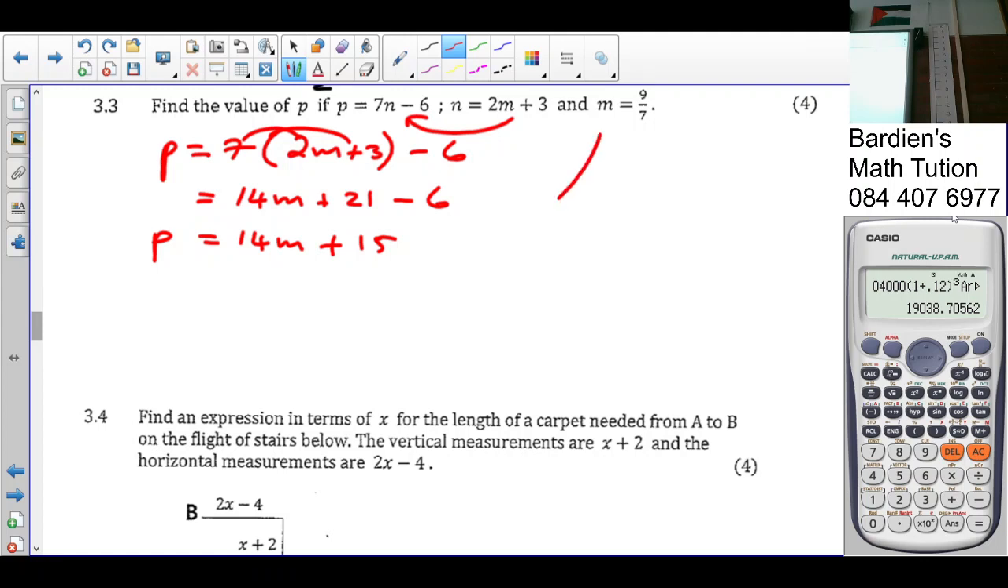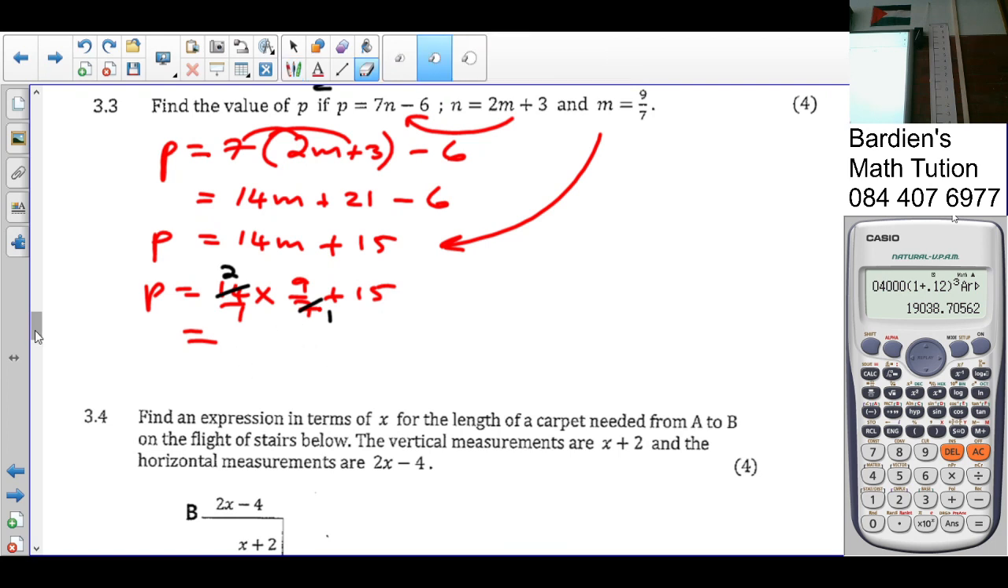Now we can substitute the M in. So P is equal to 14 times 9 over 7 plus 15. That's over 1. 7 going into 7, 1, 7 going into 14, twice. So it's 2 times 9, which is 18. And 18 plus 15 is 33. What was the answer in the previous sum? 33. Okay, this way is not so bad.